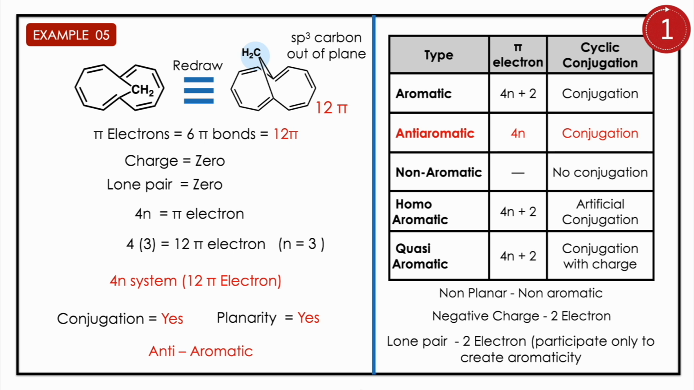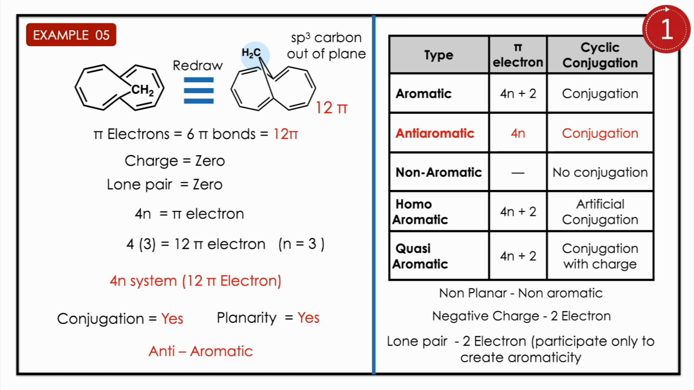We count the pi electrons. So totally 6 pi bonds, so 12 pi electrons. No charge is there. Lone pair also not there. So 0. So it is the 4n system where n equals 3. 4 multiplied by 3, 12 pi electrons. So it is the 4n system.